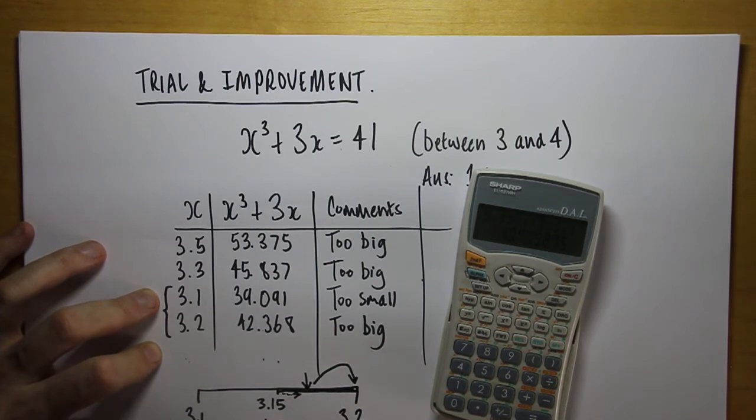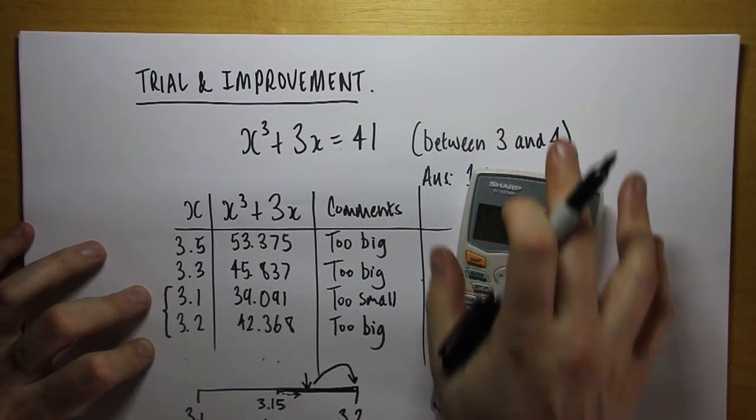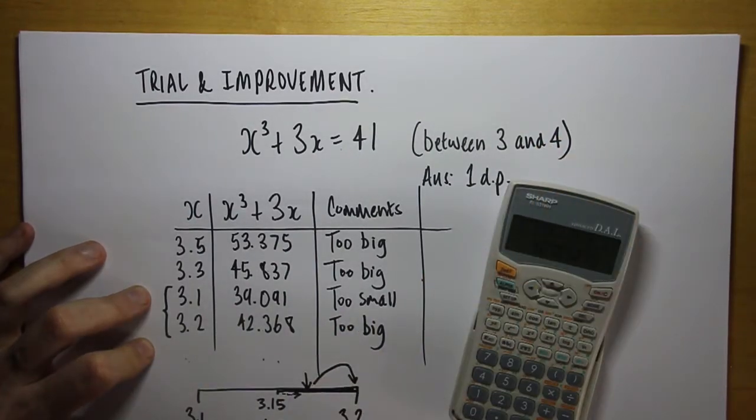So I hope I haven't laboured that too much, but for some people who are not very confident with the ideas surrounding rounding of numbers, I thought I should just make that absolutely clear. And so our answer is 3.2 to 1 decimal place.